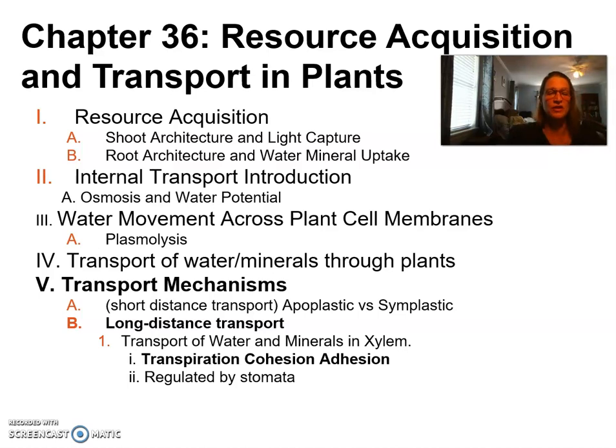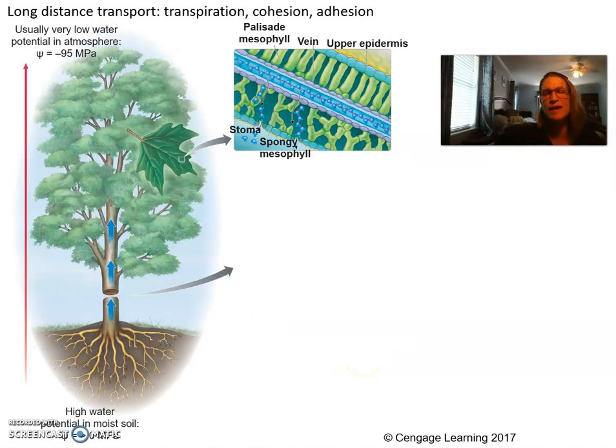Okay, so long distance transport requires a mechanism that involves 3 steps or 3 different components: transpiration, cohesion, and adhesion. And these are going to be regulated by the stomata, as we will see. So in this figure you can see that the plant is gathering water through the roots, and the water is moving up, in this case through the tree, and it's going to eventually make it to the leaves. I don't want you to worry about this high water potential, low water potential stuff here from the atmosphere. We're not going to deal with that at all.